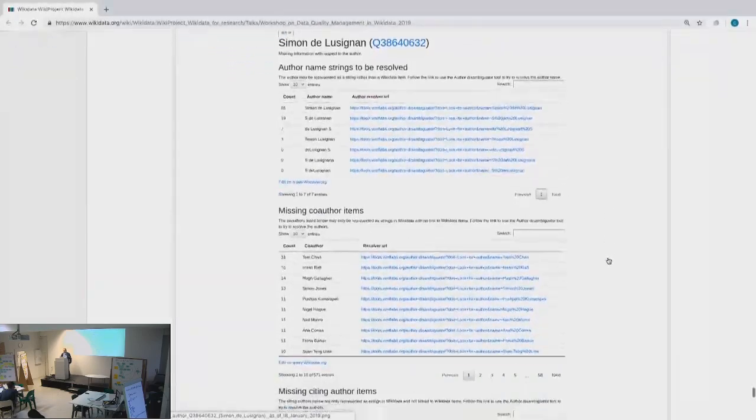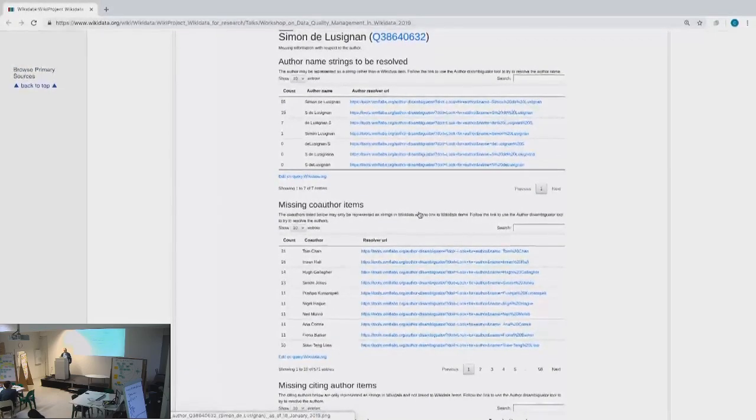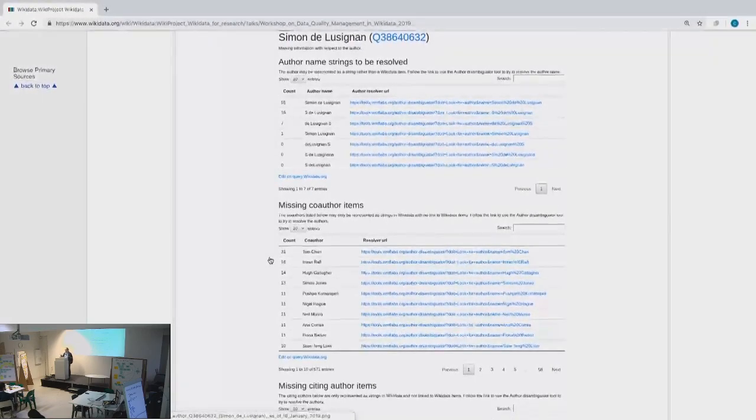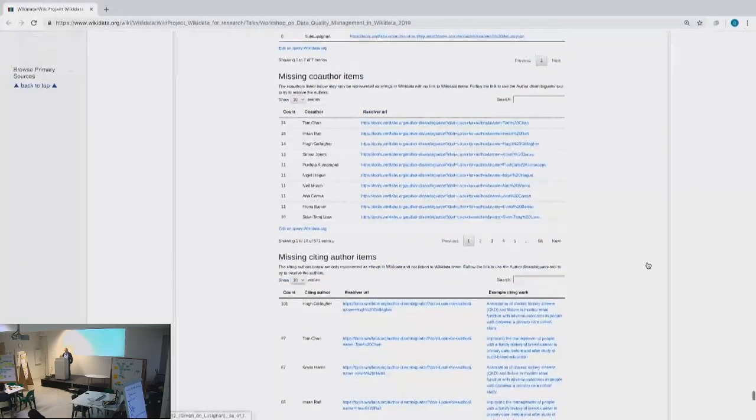We can do the same for co-authors. And again, here we have 31 papers where someone named Tom Chan as a co-author hasn't been resolved. So this means that the co-author graph for this particular person is still quite incomplete. And if we do a bit of curation on these things, then we can make the data for this person much more complete.